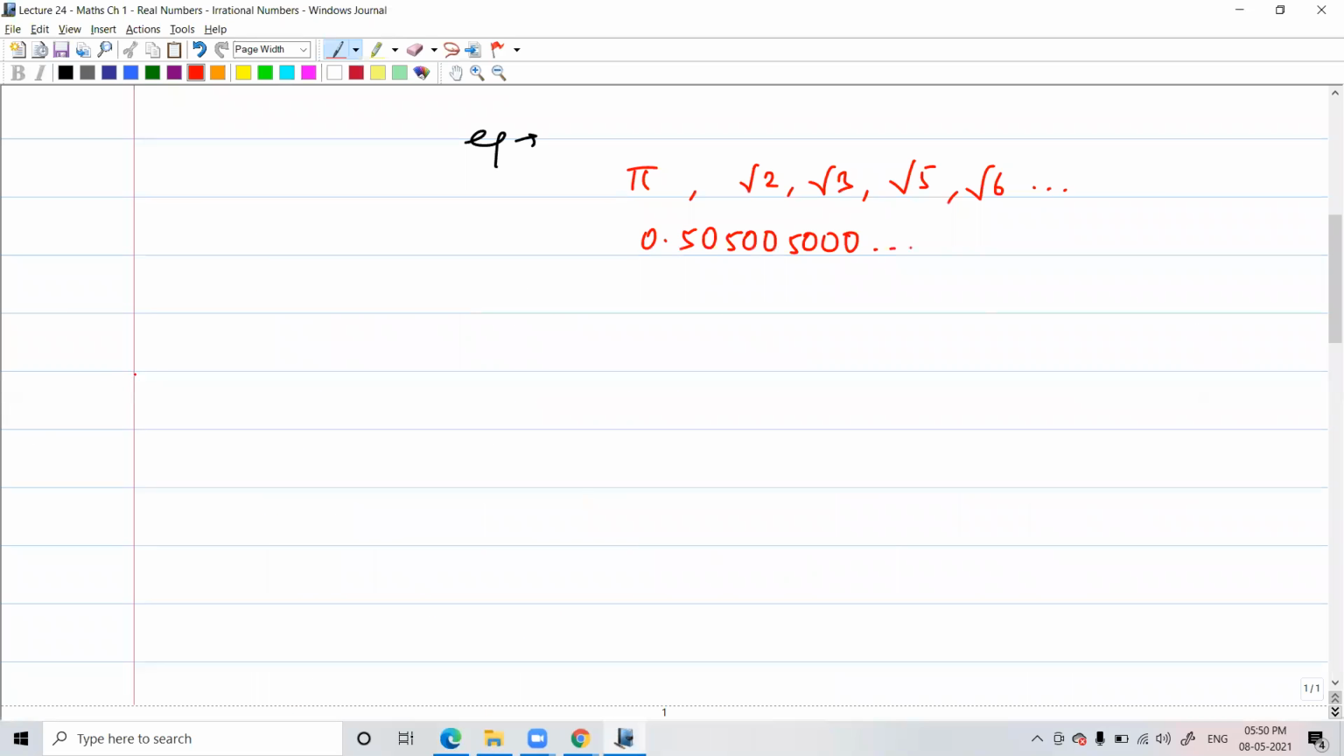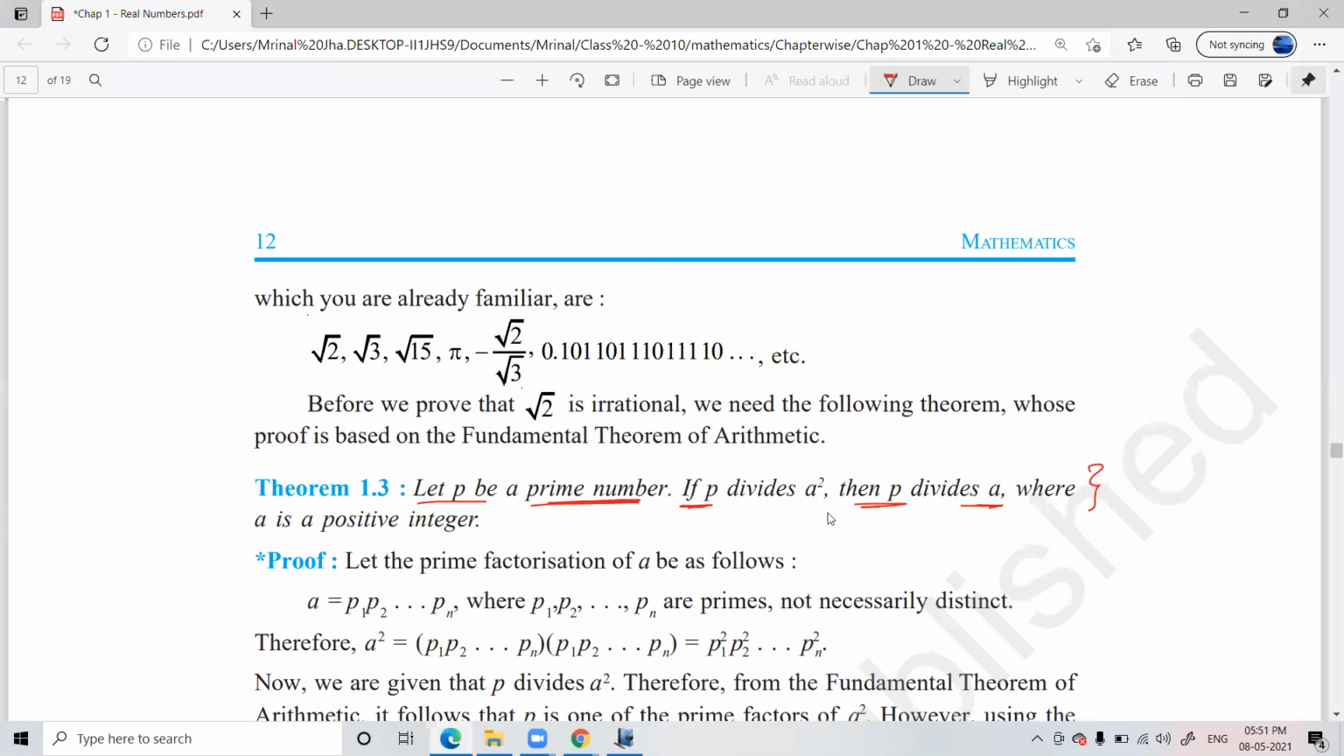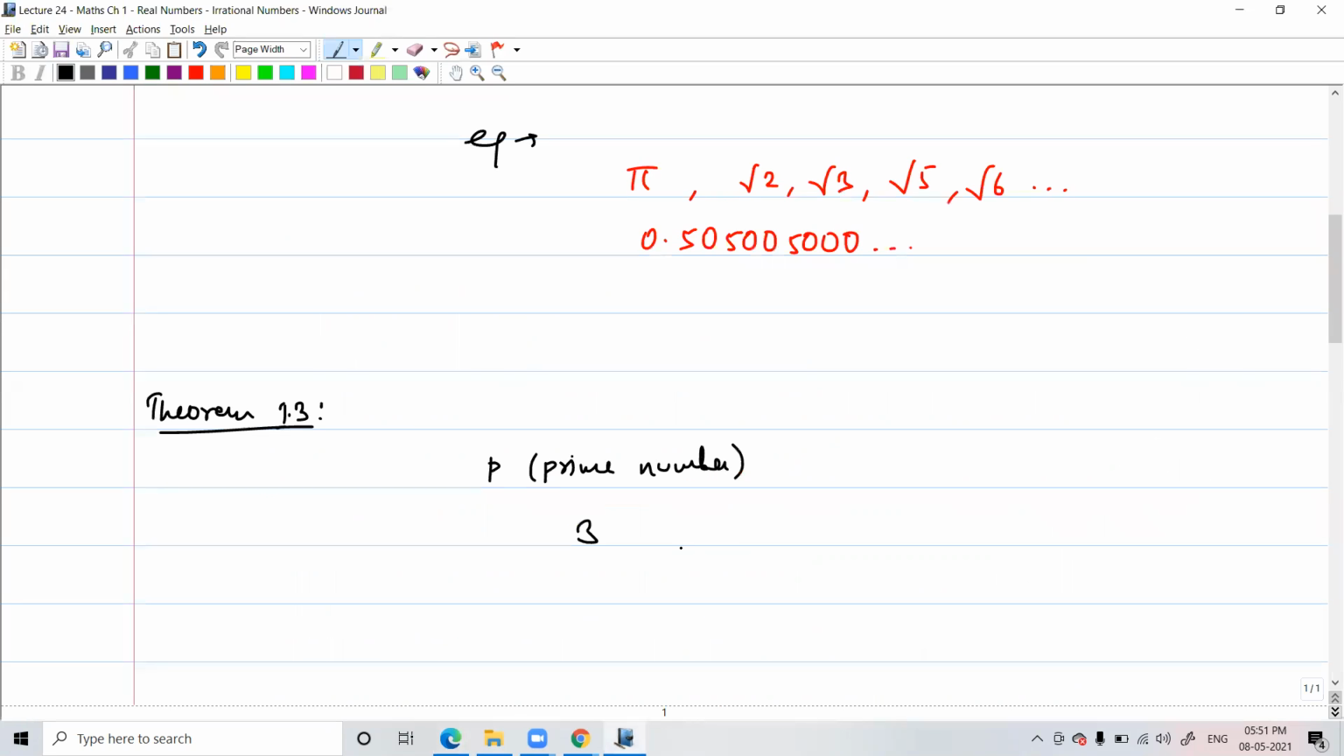So let's break it down. Whenever something is complicated, we should always try to break it down into simple words. They are saying that P is a prime number. So let's take a prime number, for example, 3. Okay, 3 is a prime number. If P divides A square, where A is a positive integer, then P divides A square means what? P divides it perfectly without leaving any remainder.